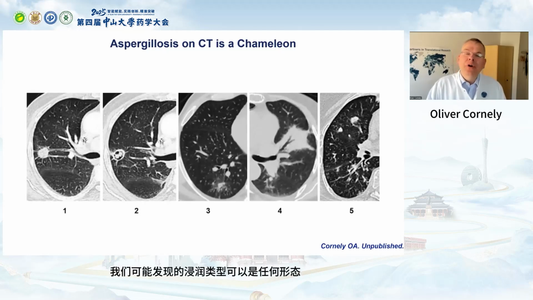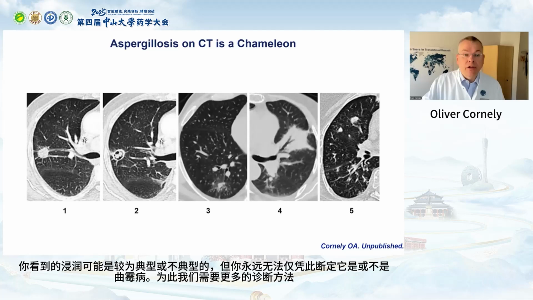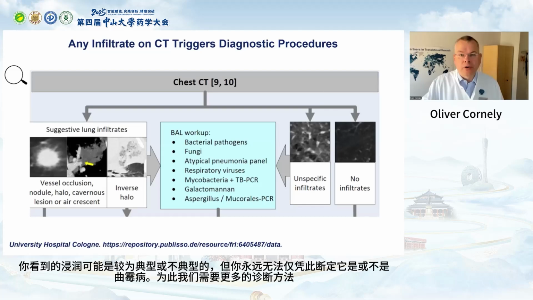The type of infiltrate we might find can be anything. So it could be as diverse as these 5 different panels on this CT scan. That is why I say Aspergillus is a chameleon. You see the infiltrate, it might be a more or less typical or atypical infiltrate, but you can never say this is or is not aspergillosis. For that, we need more diagnostics.